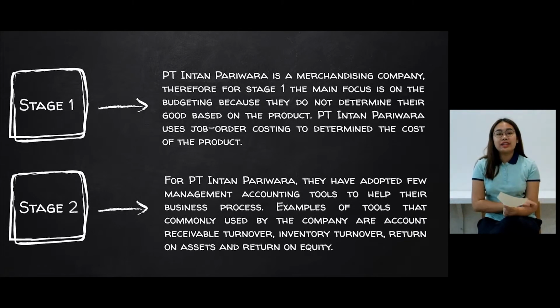The second one is the inventory turnover. It's when the inventory is sold to the consumer. And then the last ones are return on asset and return on equity.